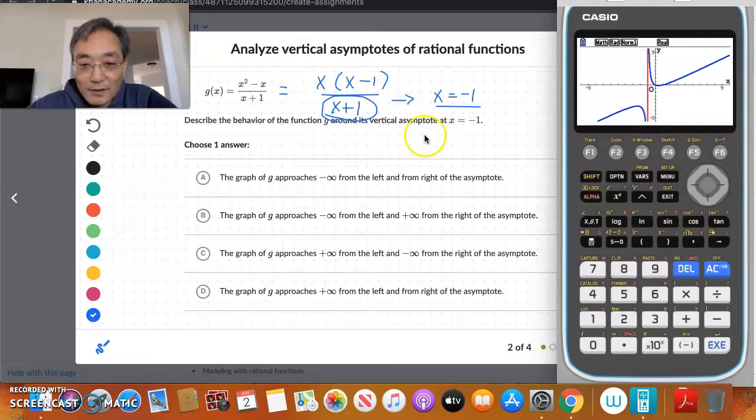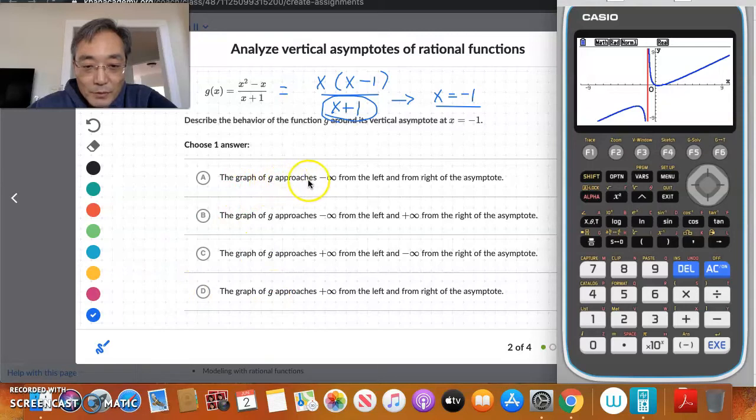All right? So again, from the left side of x equals negative 1, it looks like the function g is going to negative infinity. And on the right side of x equals negative 1, it looks like the function makes a turn and goes up to positive infinity. So on the left side, negative infinity. On the right side, positive infinity. Okay? So let's see which choice gives us that.